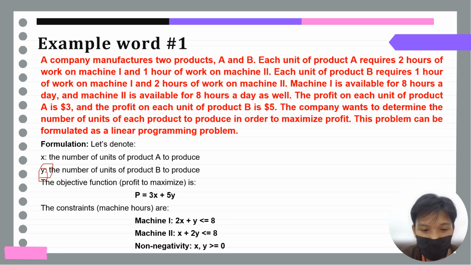The objective function will be profit to maximize, using the formula P equals 3x plus 5y. Where did it come from? If we talk about profit, it is in here. The product B is equal to 5, while the product A is equal to 3.